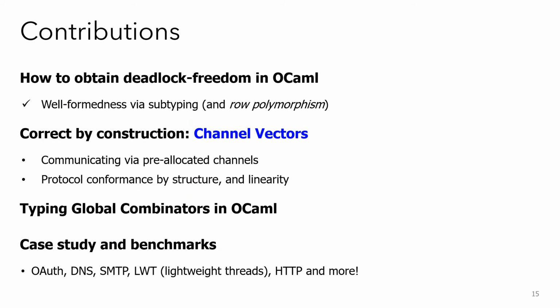We outlined how the OCaml type checker verifies protocol well-formedness. Now let's see how we ensure protocol conformance. The key insight here is channel vectors, which is a data structure storing pre-allocated communication channels, realizing local behavior of each participant.